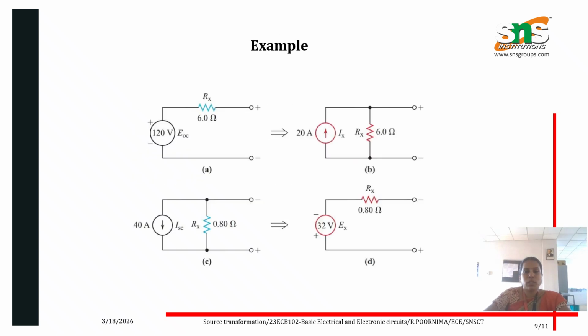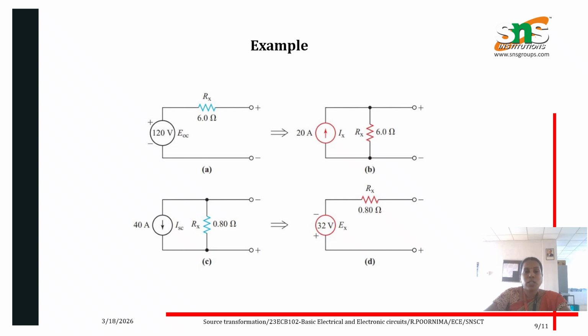An example. In the first diagram, a 120 volt voltage source is connected in series with a resistance of 6 ohms. This is converted to a current source. Use the formula I is equal to V by R, so we get 20 ampere. It is connected in parallel with the 6 ohm resistance.